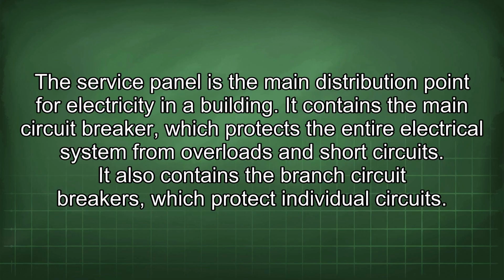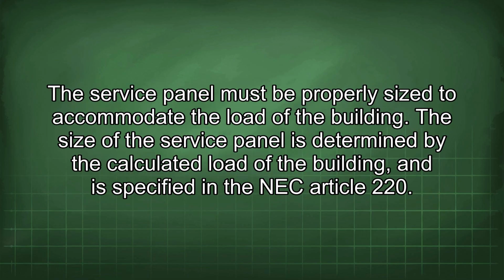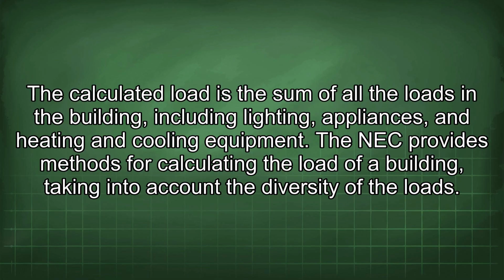The service panel is the main distribution point for electricity in a building. It contains the main circuit breaker, which protects the entire electrical system from overloads and short circuits. It also contains the branch circuit breakers, which protect individual circuits. The service panel must be properly sized to accommodate the load of the building. The size of the service panel is determined by the calculated load of the building and is specified in the NEC Article 220. The calculated load is the sum of all the loads in the building, including lighting, appliances, and heating and cooling equipment.